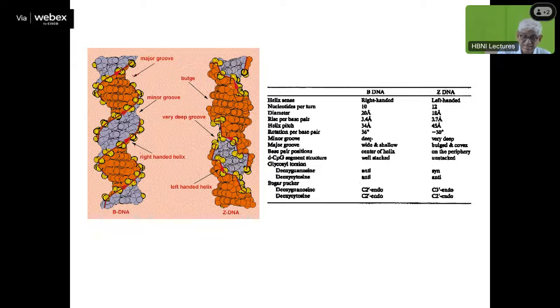Whereas in this case, the grooves are not very clear. In the Z DNA, things are not very clear. It is a left-handed helix, and the grooves are deep, and it's not very clear. And it is slim. This Z DNA is much slimmer than the B DNA structure.